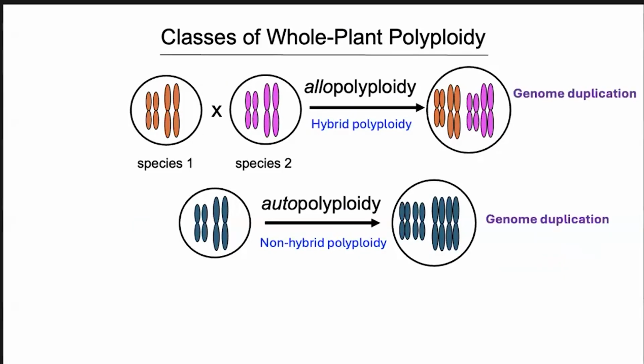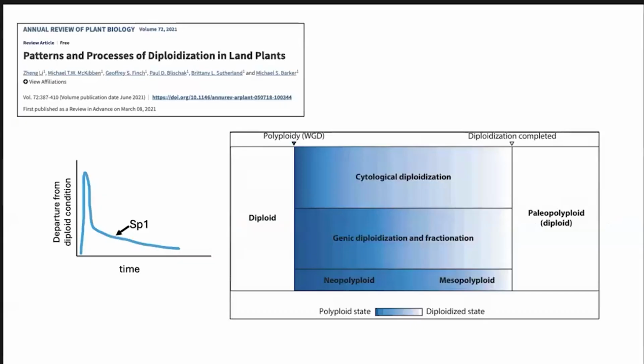So both of these involve genome duplication. So they have two sets of chromosomes, right? An additional set of chromosomes. It's a tetraploid. But hybrid polyploidy, allopolyploidy, involves the merger of two genomes. All right, so what do we think about in terms of these processes?